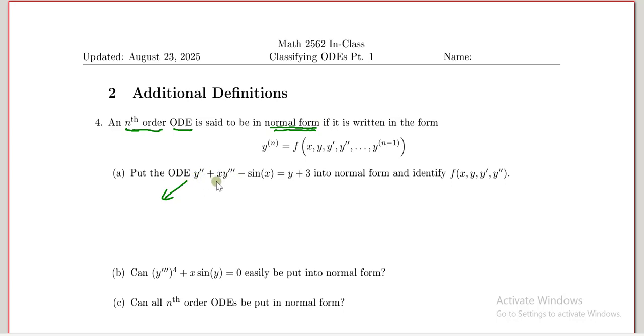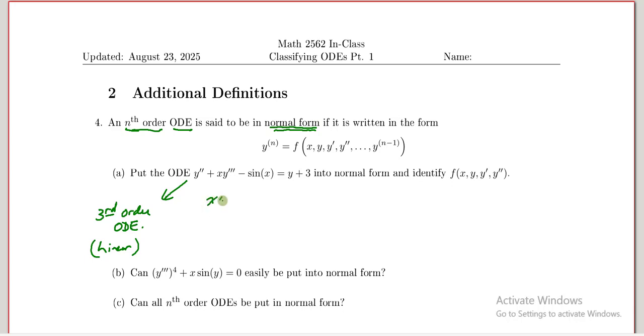This ODE right here, notice this is a third order ODE. Not necessary for this problem, but it is also linear. You could rearrange it into linear form like we did in the previous video. But notice our definition didn't state whether or not the ODE had to be linear. So the highest order derivative term is a third derivative. So if we go ahead and isolate that third derivative, then we've put it into normal form. So let's go ahead and do so.